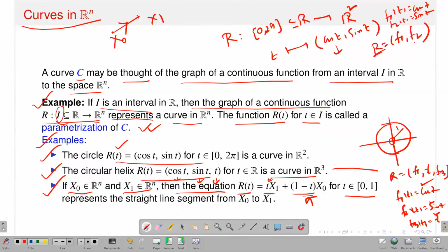Start point is capital X0 and end point is capital X1. So, these are the various examples of curves in Rn. Okay. So, the first 2 examples are actually curves in R2 and R3. The last one is the example of a curve in Rn. So, that means if I just combine everything, a curve in Rn is a continuous function from some interval I, subset of R, to Rn.